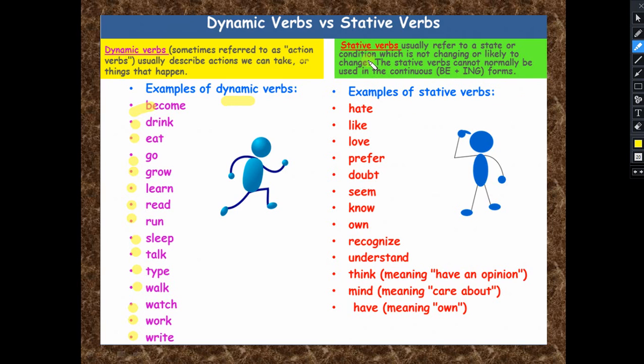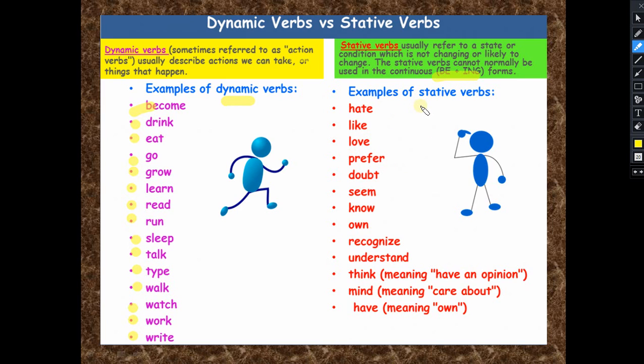Now the stative verbs. Stative verbs usually refer to a state or condition which is not changing or likely to change. Stative verbs cannot normally be used in continuous forms, like be plus ing. We cannot use the ing forms, like hating, or loving. Liking is a different thing, but as a verb we cannot use that. Normally we do not use them, but in different cases we can use them. I am not saying that we are not supposed to use them.